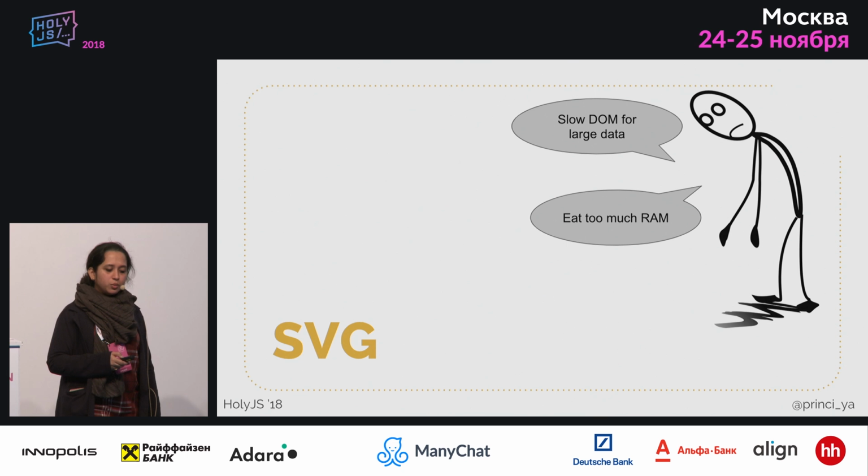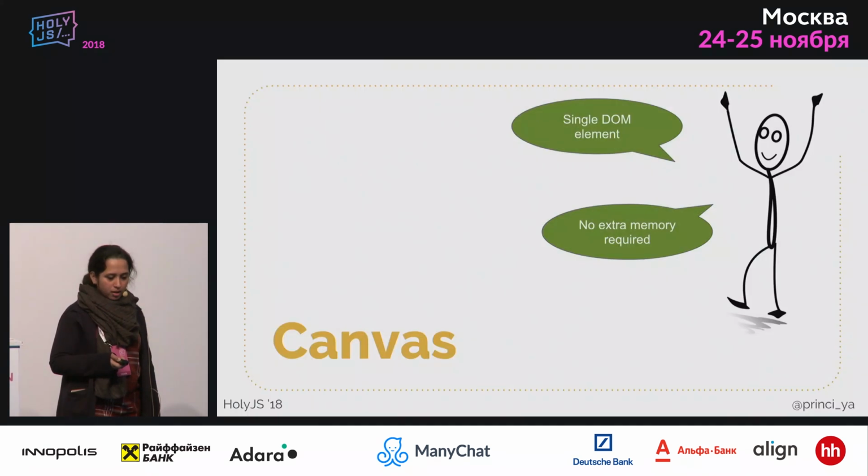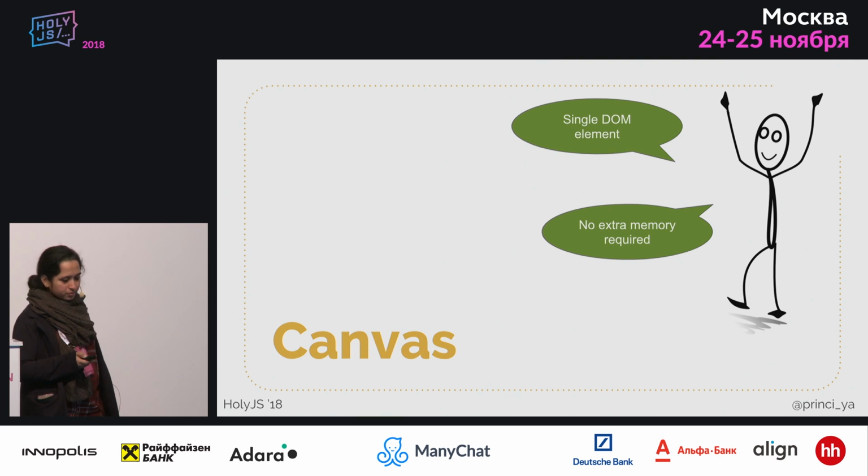In the earlier version, because of the SVG, each single element was a DOM element, and it added additional load on the DOM. Now, using SVGs means slow DOM for large data, and it eats too much RAM. But on the other hand, for the canvas, all of this gets displayed via one single canvas element, or in other words, it is one single DOM element, and no additional extra memory is required.